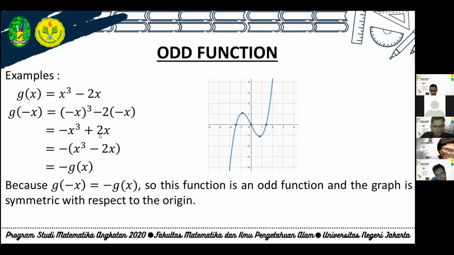The result is minus x cubed plus 2x, and we can simplify the function to minus x cubed minus 2x, so we can get minus g(x), because g(minus x) equals minus g(x). So this function is an odd function, and we see the graph is symmetric with respect to the origin, like this.